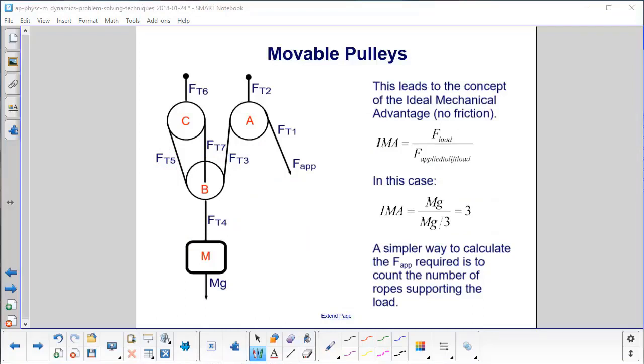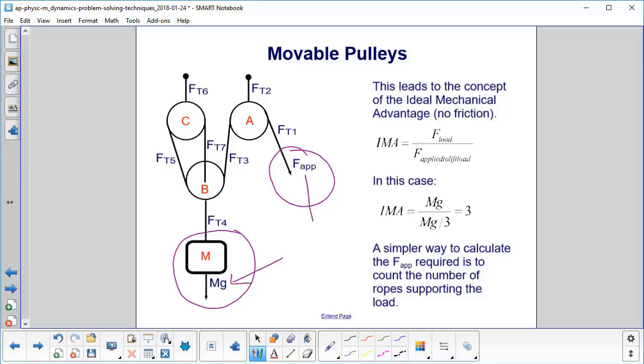And the word ideal there is we're assuming no friction in this problem. And the ideal mechanical advantage is going to be the force required to lift the load directly, so in this case that would be mg, divided by what force you're really using because you have some kind of configuration here. So in this case, we've got mg, that's the load, and F applied we calculated was mg over 3, and we get 3. We get an ideal mechanical advantage of 3.